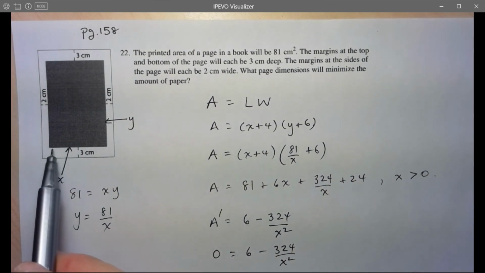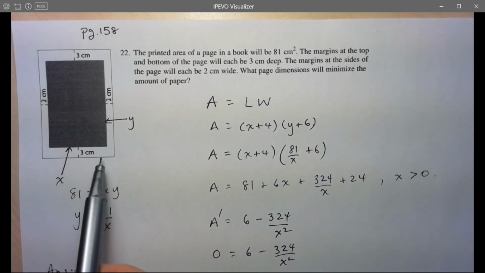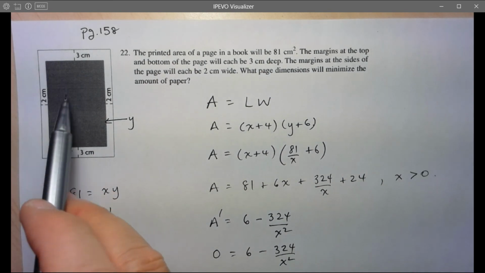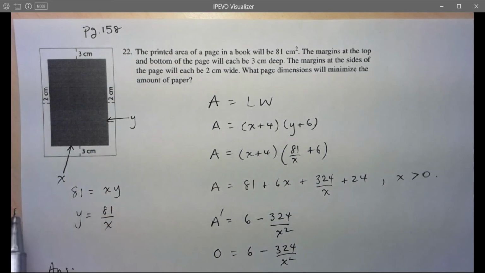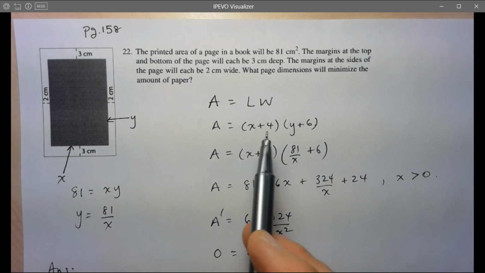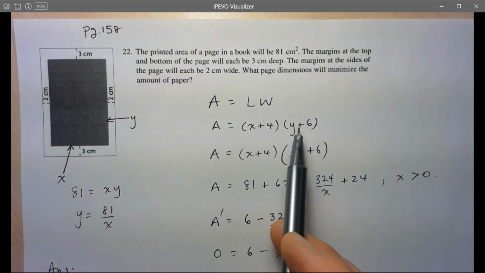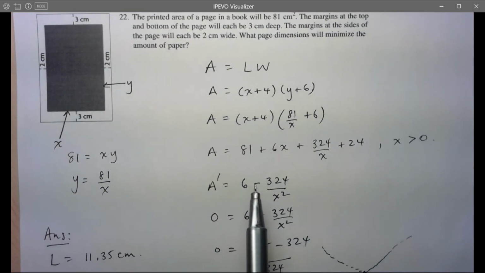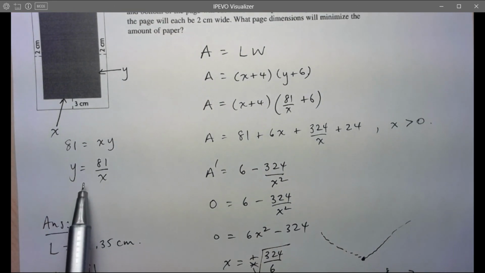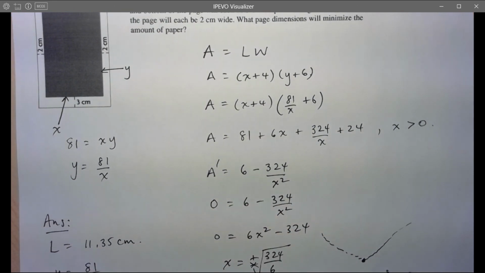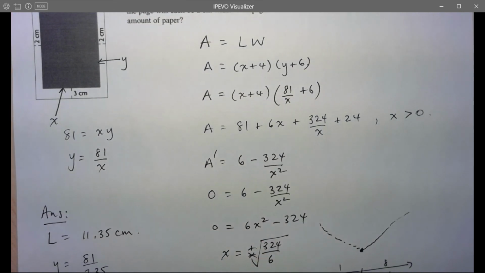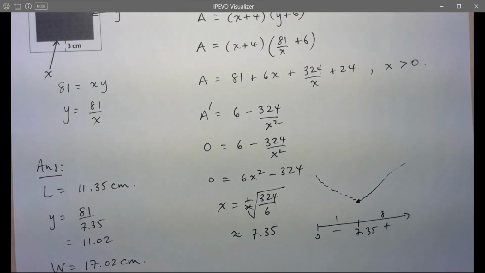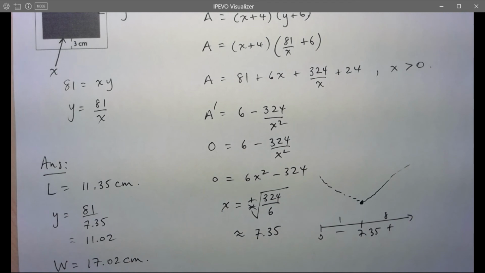Just to recap here, we figured out that it was easier to work with this problem by letting x and y be the dimensions of the smaller rectangle, the rectangle that represents the printed area. And then from there, I could use those variables to write the area of the full sheet. I was able to use the information about the printed area to write it in terms of one variable. And then I went through all my calculus to figure out my minimum values. That's it for this one.